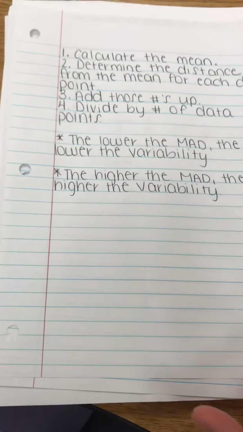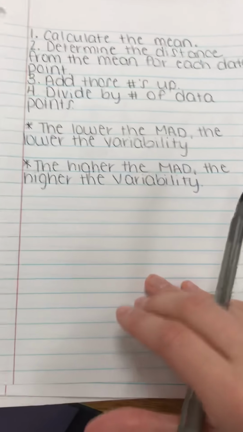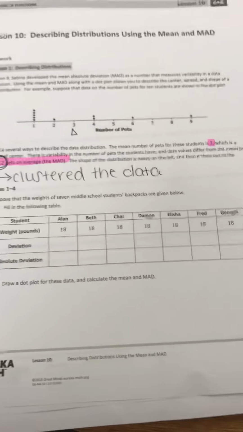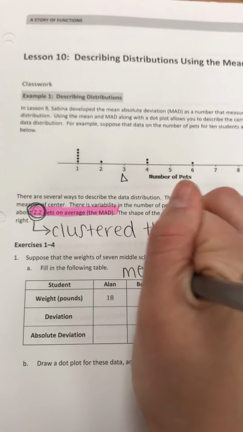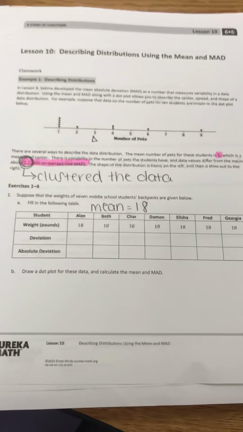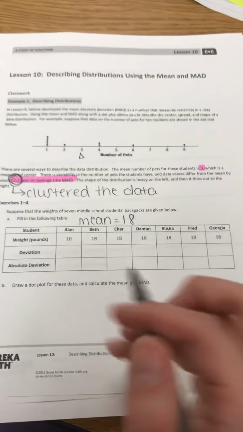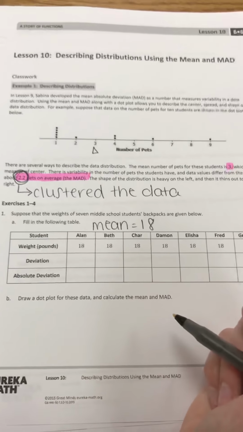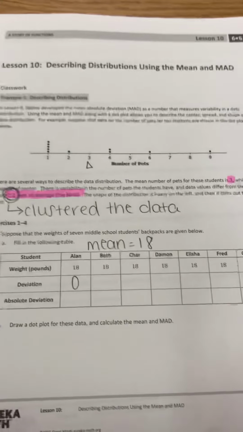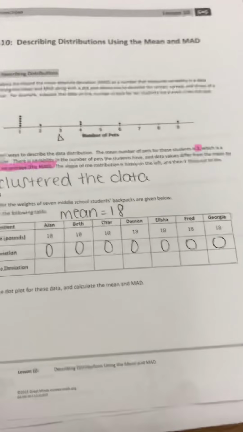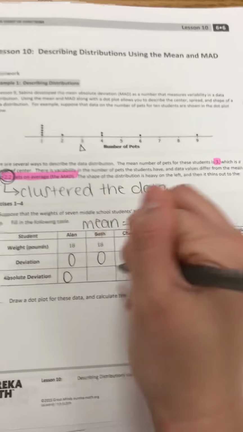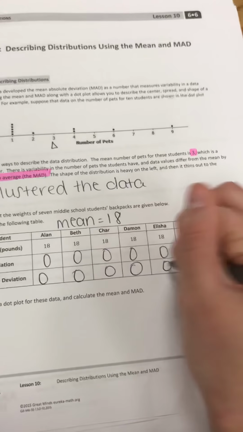Well, remember from yesterday, the first step that we had to do was calculate the mean. But when we see data points and every single one is the same, that's your mean. So our mean is 18. All right? Because they're all the same. So that means the deviation from 18 is 0, 0, 0, 0, 0, 0, 0. And our absolute deviation is the same thing.